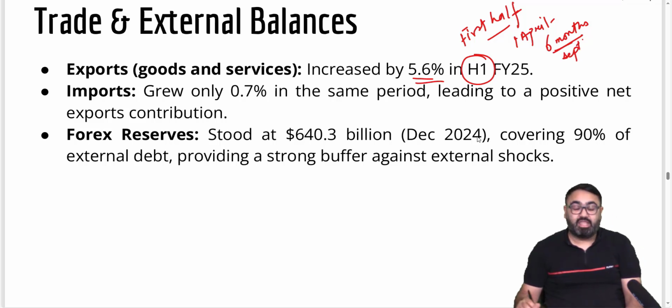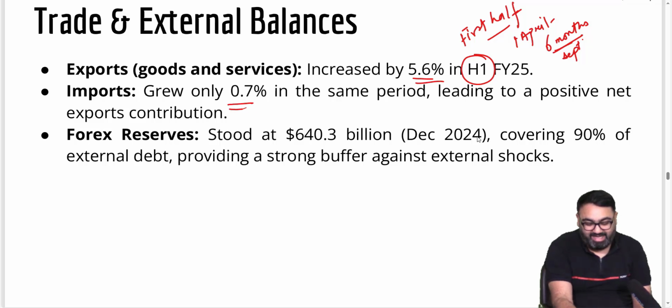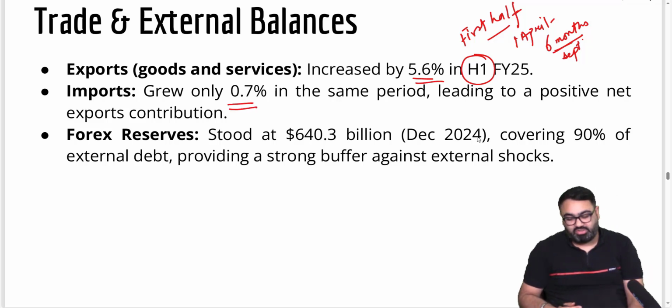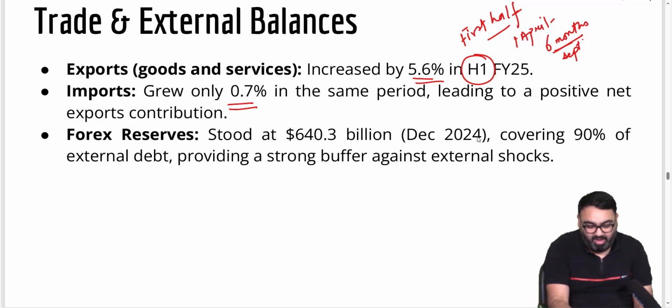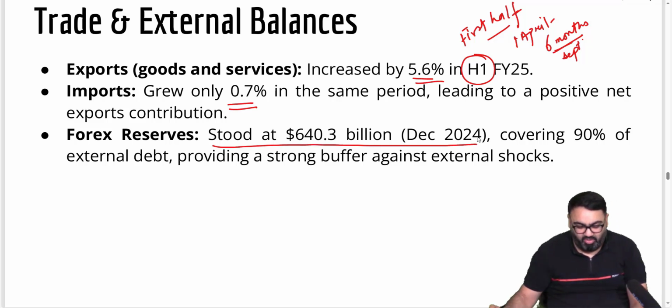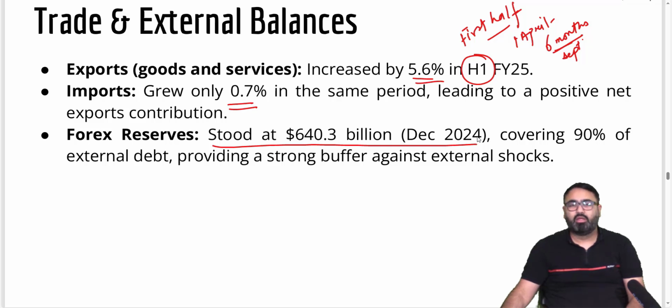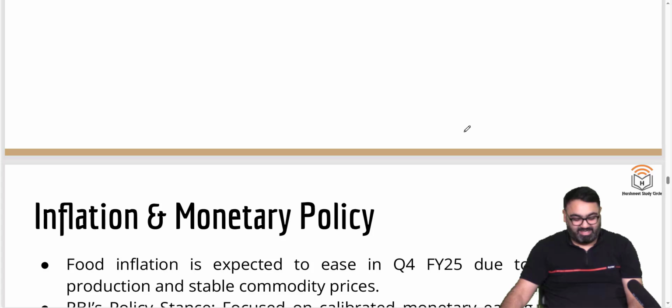It also says that imports also grew, but slightly, at a very small pace, which is a good sign that our exports are growing faster as compared to the imports. Our forex reserves stood at about $630 billion, which is also a good sign, because the more forex reserves you have, the better you are prepared for any trade disruptions, oil prices increasing in the global market, etc.